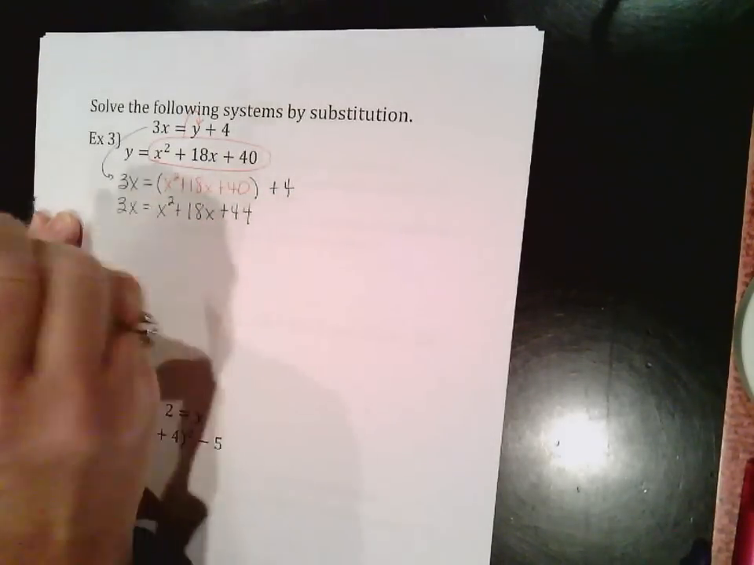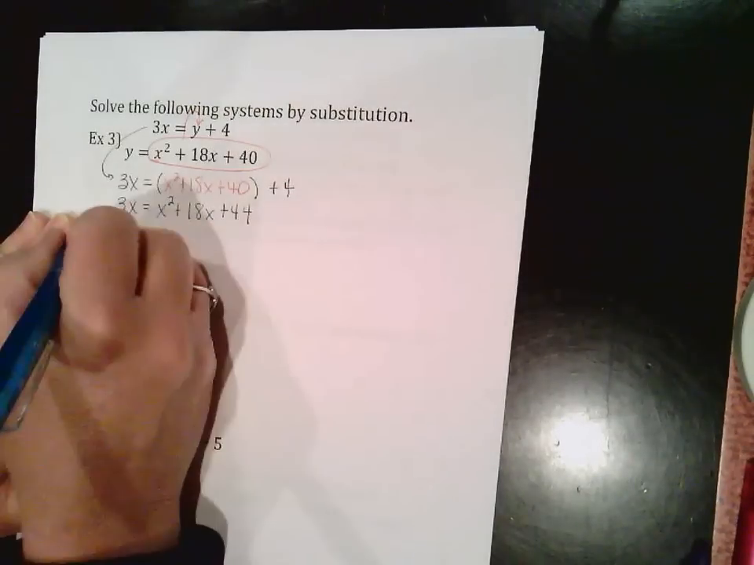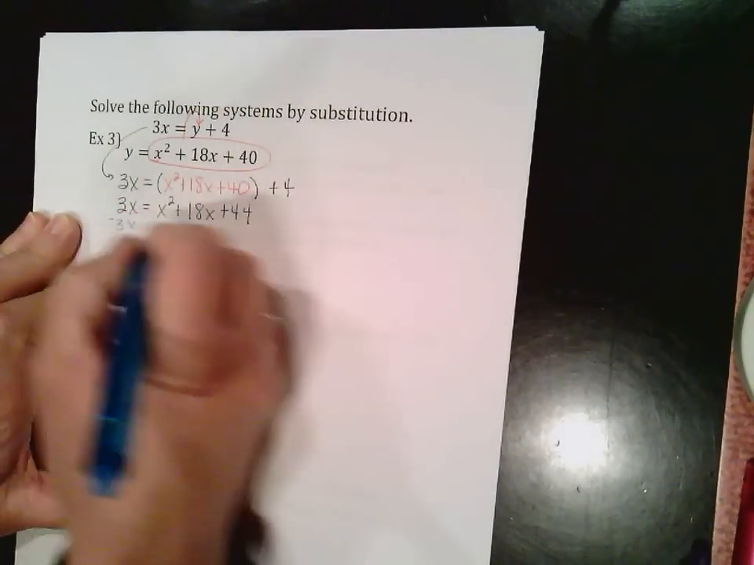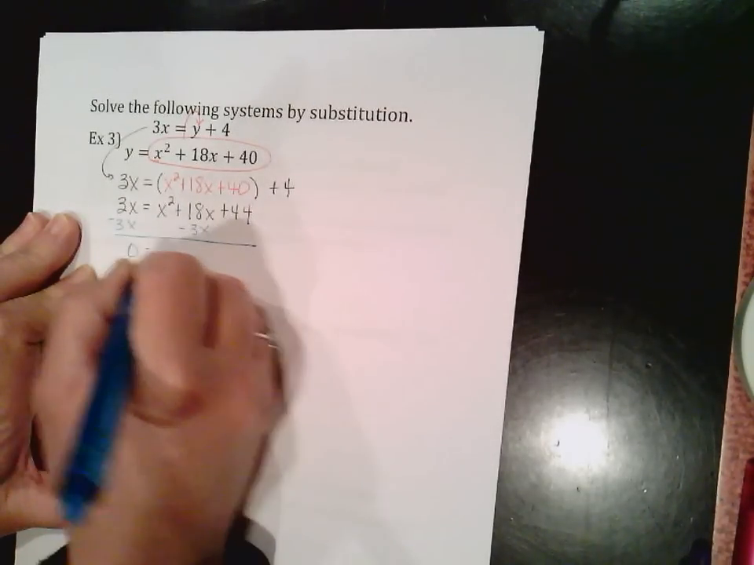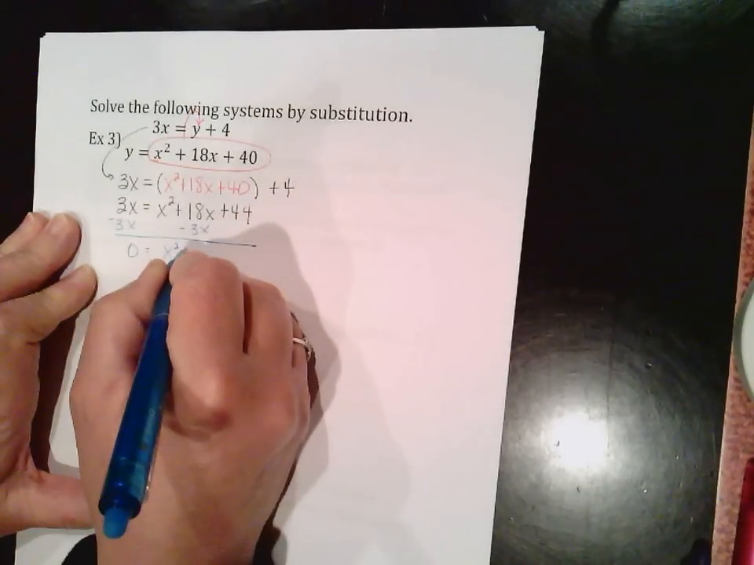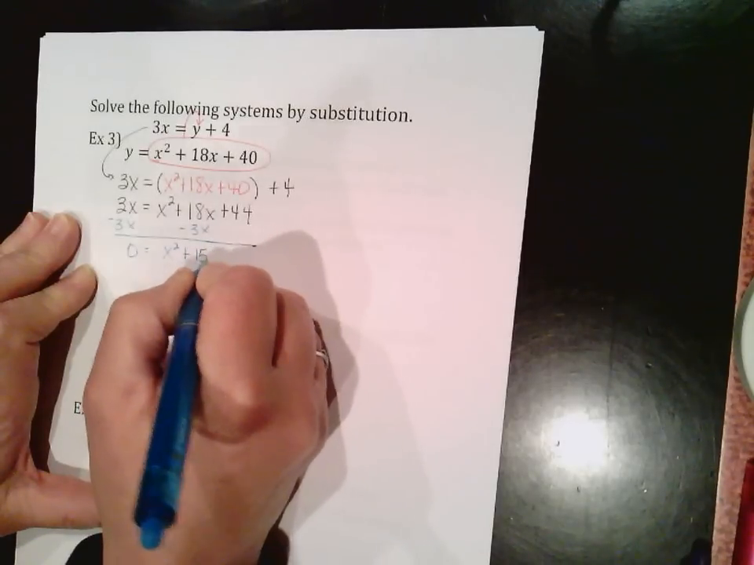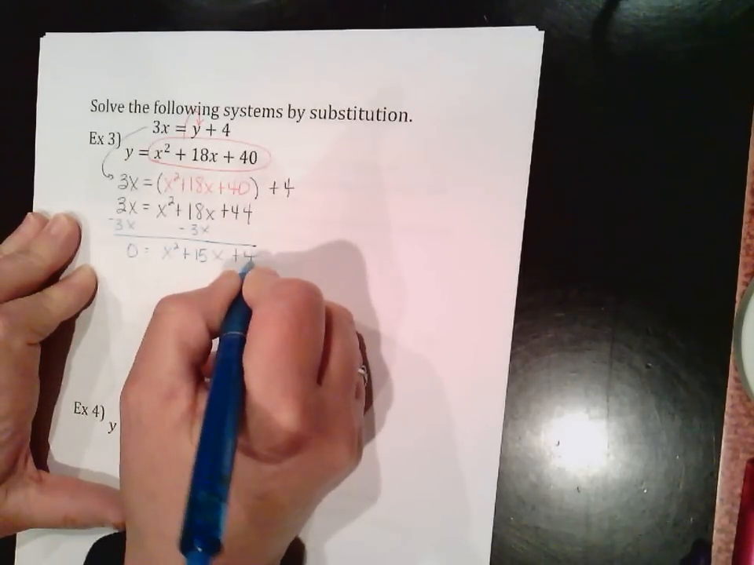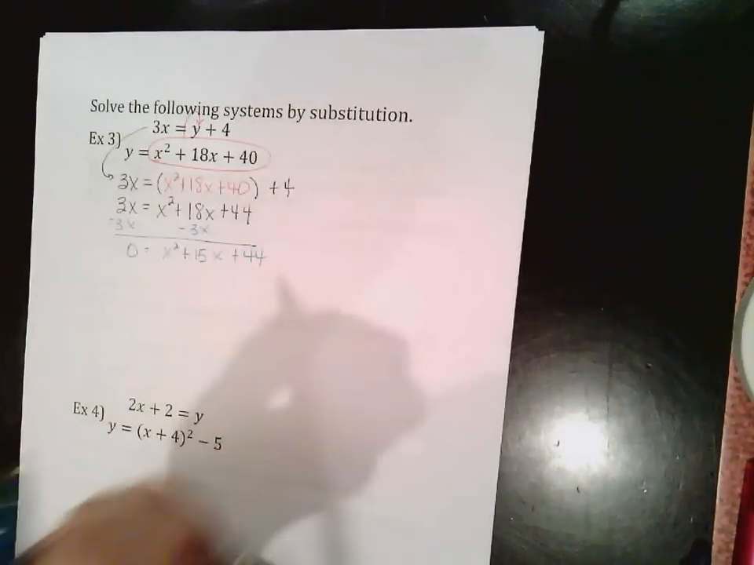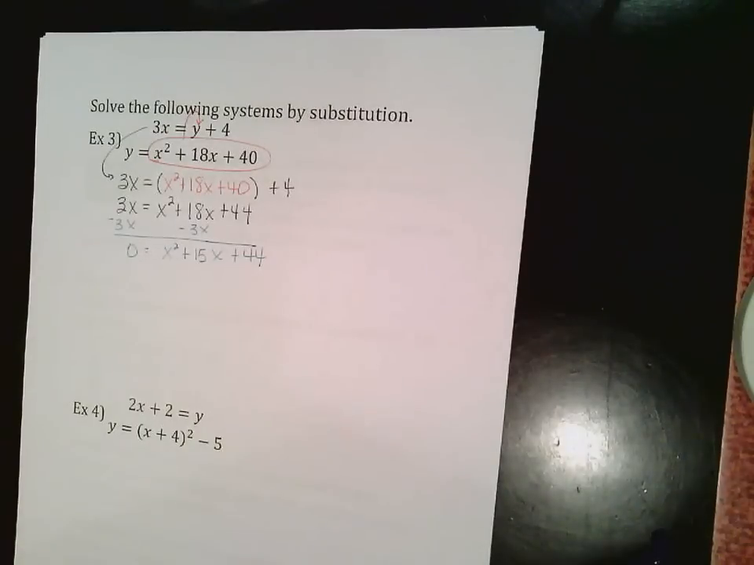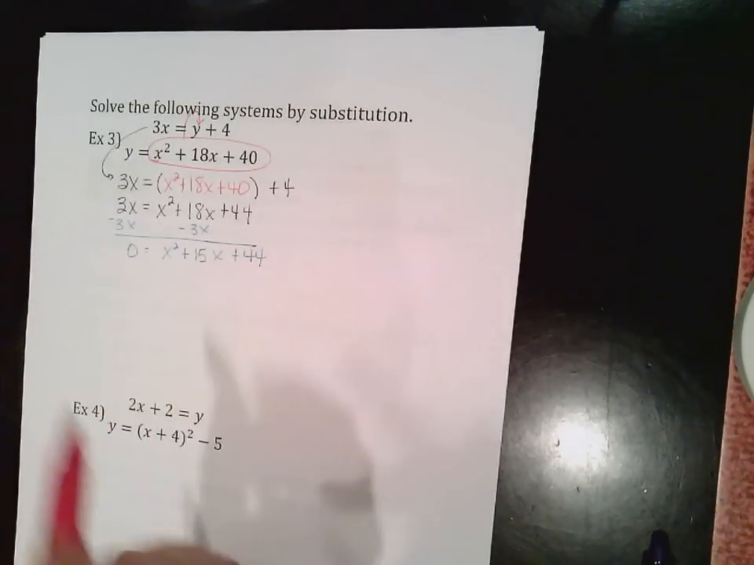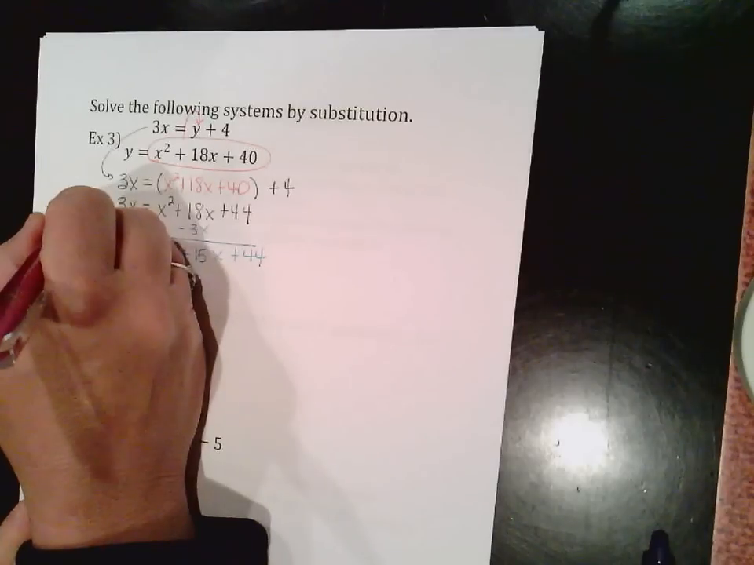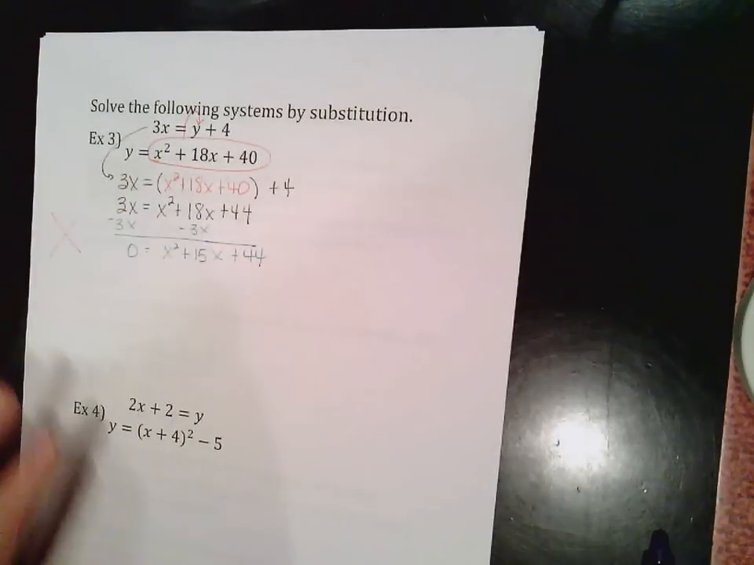I need to set it equal to 0, so I'm going to subtract 3x from both sides. And I have 0 equals x squared plus 15x plus 44. And now I've got to figure out how I'm going to solve this. I can't do square root because I have a b term. It's a trinomial, so I'm going to see if I can factor.